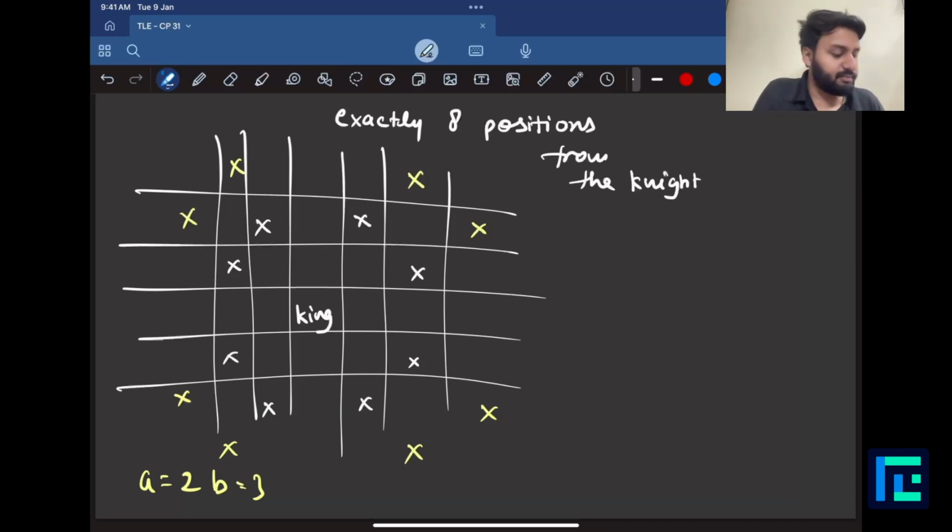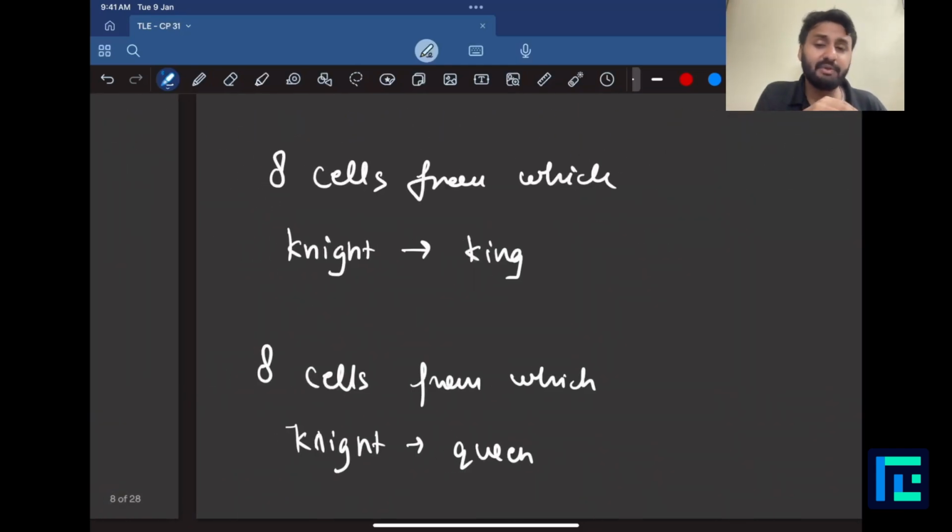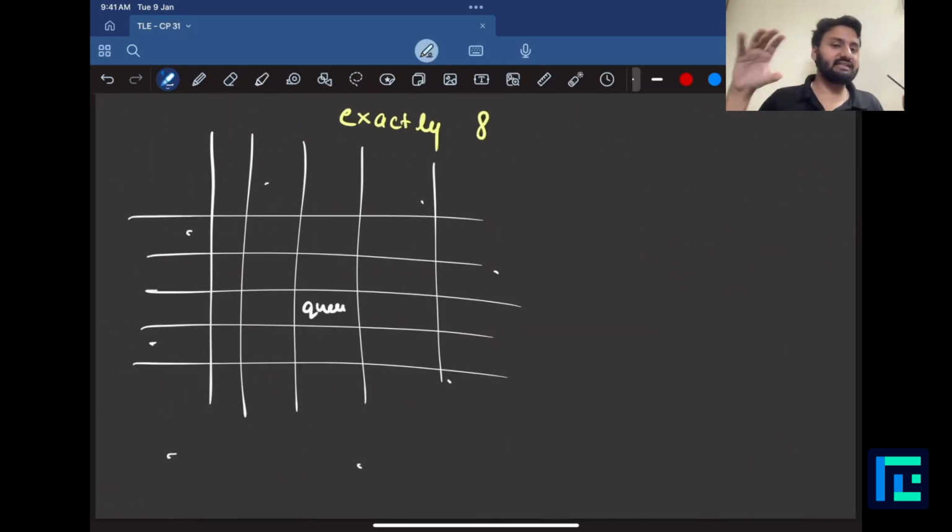Let's say I'm talking about b equals 3 and a equals 2. So I want 3 moves in some direction and then 2 in another. So I can find out these 8 positions in a brute force manner. Similarly, I can find out these 8 positions in a brute force manner. I have 8 possible cells stored in some data structure for the king, and 8 possible cells stored in some data structure for the queen.